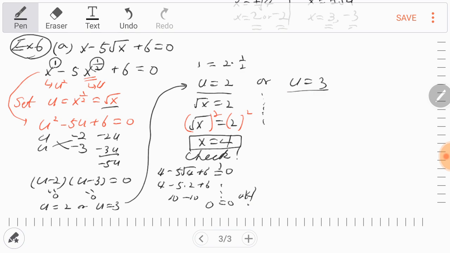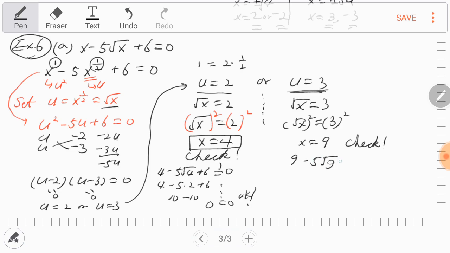Then let's try the next one. u equals 3, so square root of x is equal to 3, and then square each side. Then x is equal to 9. And then what do we do? Check if 9 is okay. So 9 minus 5 square root of 9 plus 6. Is it equal to 0? We don't know yet. So 9 plus 6 is 15, minus 5 times 3. Then 15 minus 15 is equal to 0. So yes, this is okay.